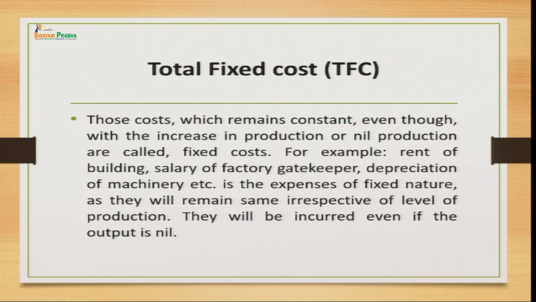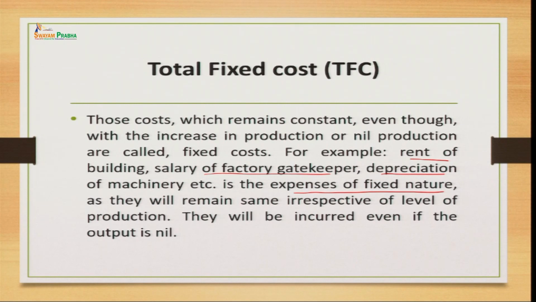So, fixed cost, as you can see, the name here is the fixed cost. So, these are the costs which remain fixed. Okay. So, the costs which remain fixed, which do not change with the changes in the production, are known as fixed cost. Okay. Like for example, rent of a building or a factory, salary of a factory gatekeeper, depreciation of a machinery are the expenses of the fixed nature. They do not change with the change in the output, right.